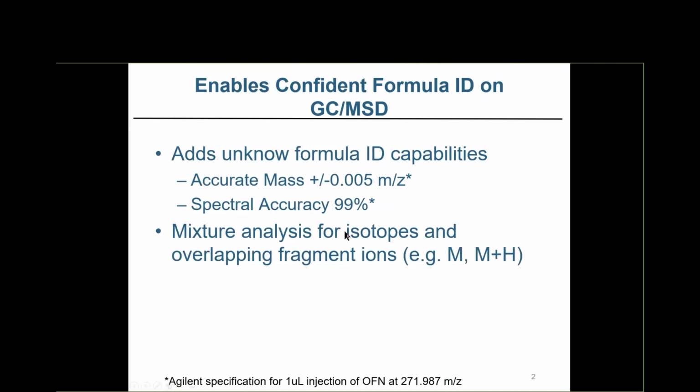but we probably won't get into that today. And by the way, this specification here, accurate mass, this is of 0.005 m over z, and spectral accuracy is a published spec by Agilent using an injection of 1 microliter of OFN at about 272 Dalton.